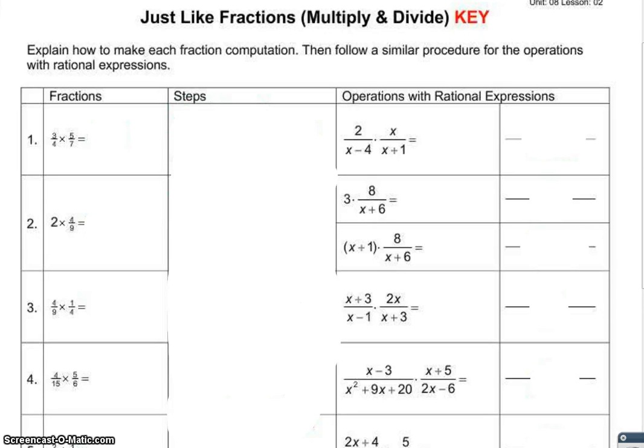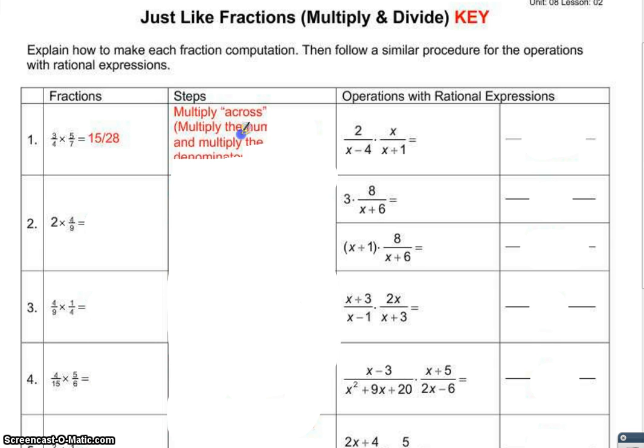Today we're going to be working with fractions, multiplying and dividing. It says to explain how to make each fraction computation, then follow a similar procedure for the operations with rational expressions. My first one is 3/4 times 5/7. When I multiply, remember I just multiply the numerators and the denominators. So I'm going to end up with 15 over 28.